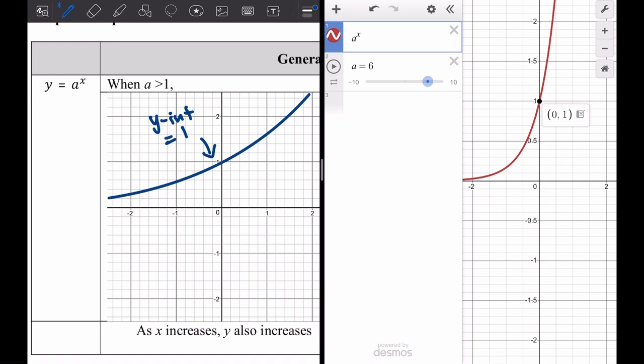All right. So more accurately speaking, earlier on I mentioned that it reminds me of an airplane taking off. More accurately speaking, as x increases, the y value also increases. All right, so that is the part for a greater than 1. Now I'm going to set this back to a equals 1.